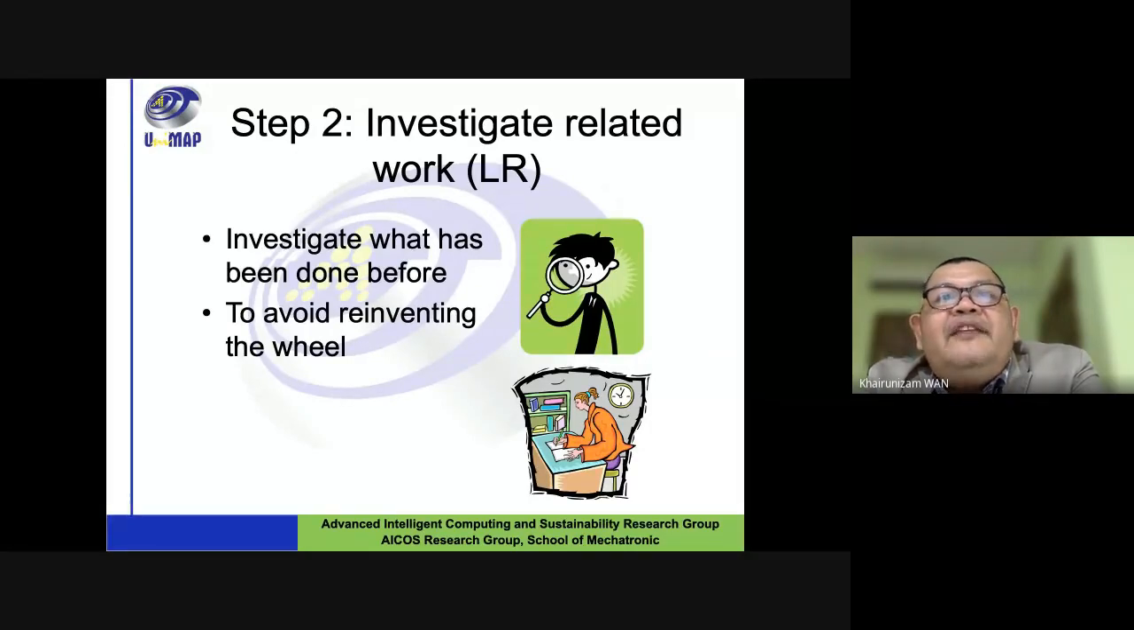Investigate what has been done before. Why? Because we do not want you to reinvent the wheel. You do the same thing as the previous researcher. So this is one reason why you need to do a proper literature review, a proper literature search, because we don't want you to reinvent the wheel. We don't want you to do the same as what the previous student did. Okay? So that's why literature review is very important.